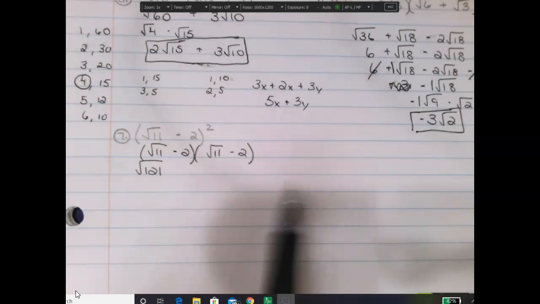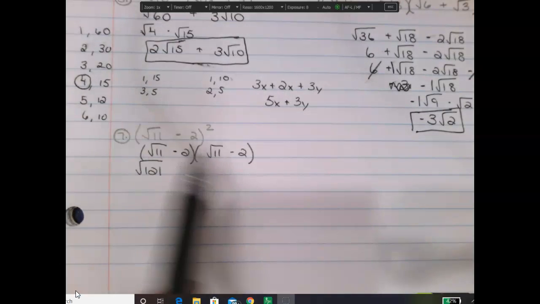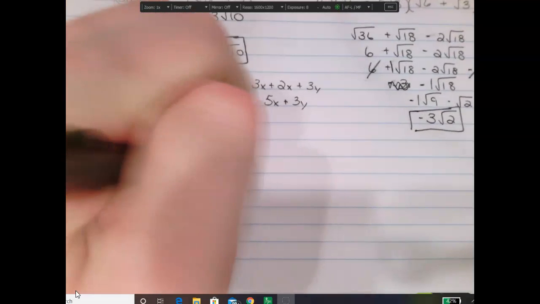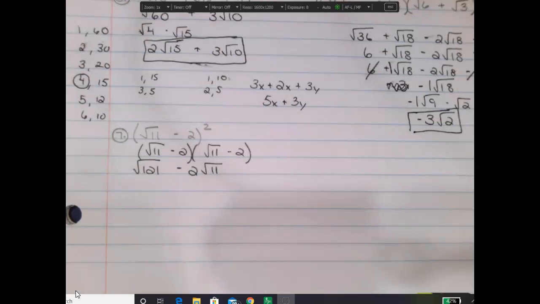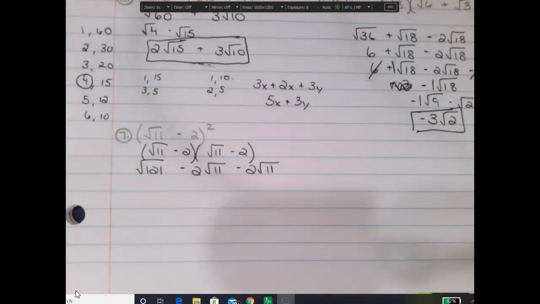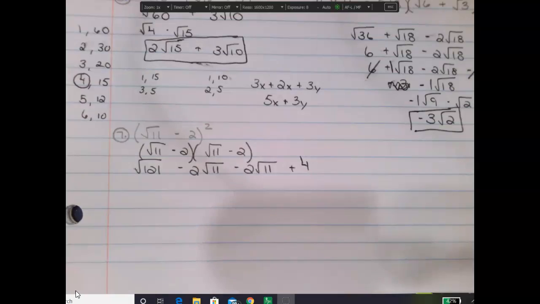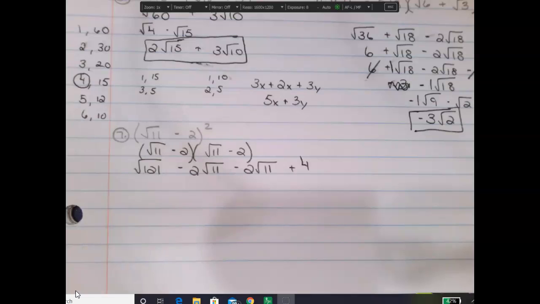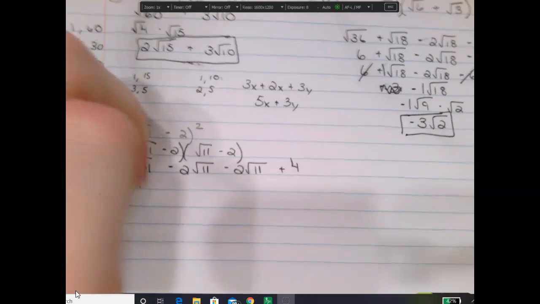Let's go ahead and move on. So outer, negative radical 11 times negative 2, minus 2 radical 11. I do the inside, so minus 2 radical 11. And last, negative 2 times negative 2. That's going to be a positive 4. All right, let's go through and look at this. Radical 121. The square root of 121 is equal to 11.